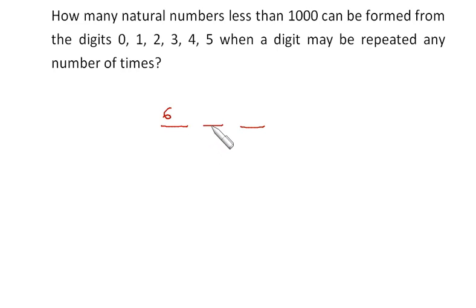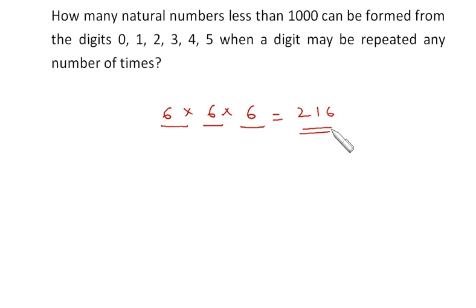Further, at the second place, I still have 6 choices because there is no problem of repetition. The digit can be repeated. And for the third place, I still have 6 choices, since any of these digits can come. So in all, I have 216 natural numbers which are less than 1000 and can be formed with these 6 digits, right? According to the calculation, the answer is 216, but do you think this is the right answer?